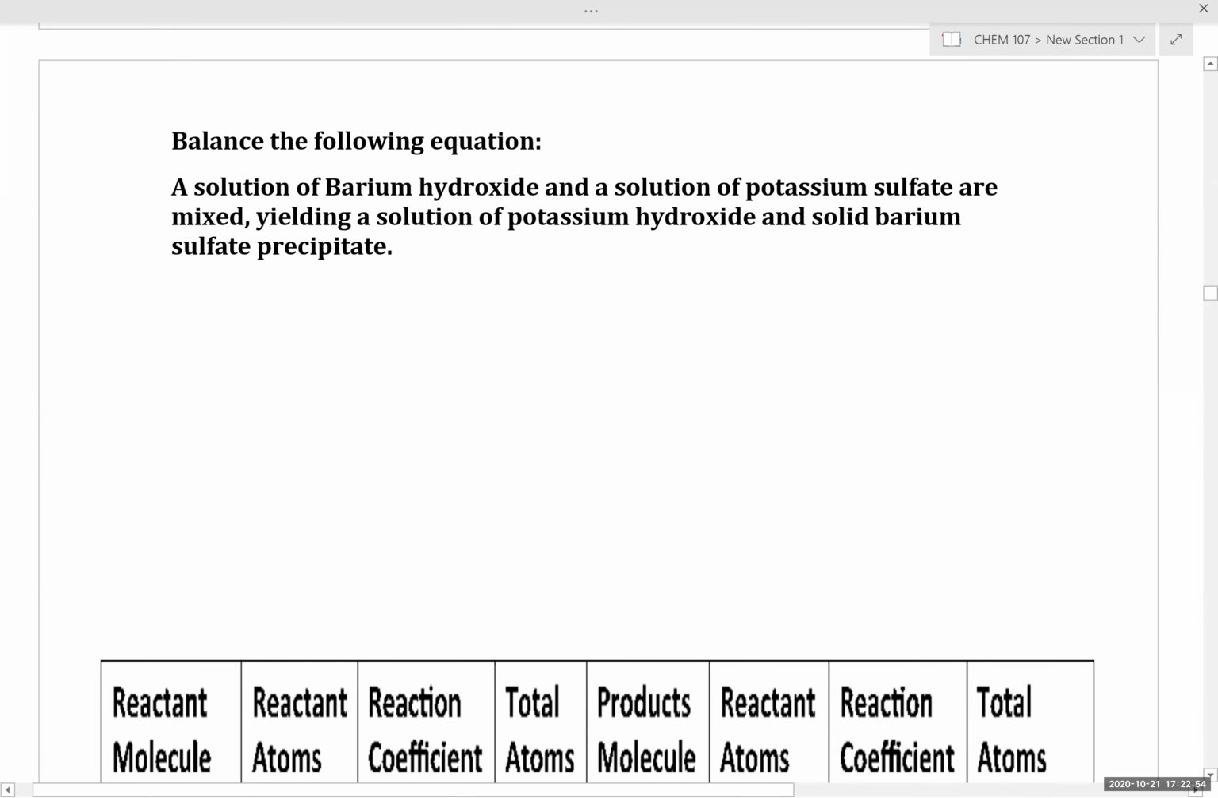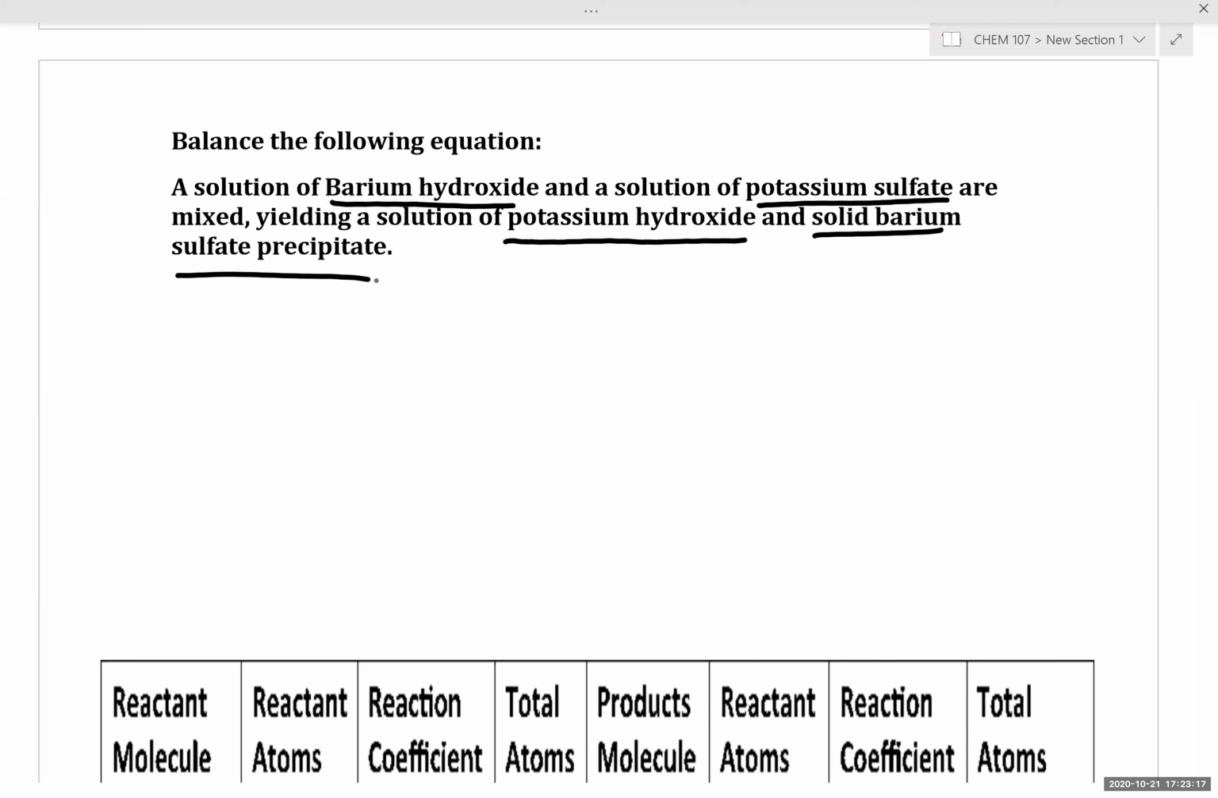This time I provided a table below for students to utilize the table method. So we have a solution of barium hydroxide and a solution of potassium sulfate are mixed, yielding a solution of potassium hydroxide and a solid barium sulfate precipitate. So let's look at the following example. Let's first try to write out the formulas for each of these 4 compounds. And once we have our formulas established, then we can focus on balancing our chemical equation. If you happen to have the formulas already written down, then you can move on and try to balance the equation.